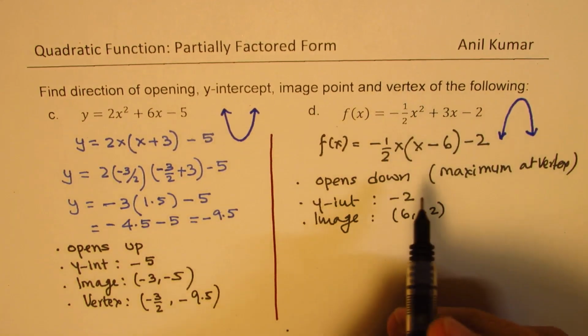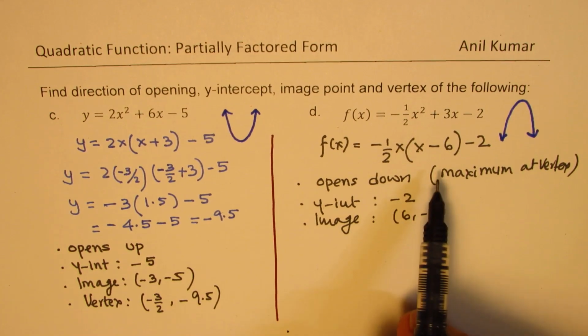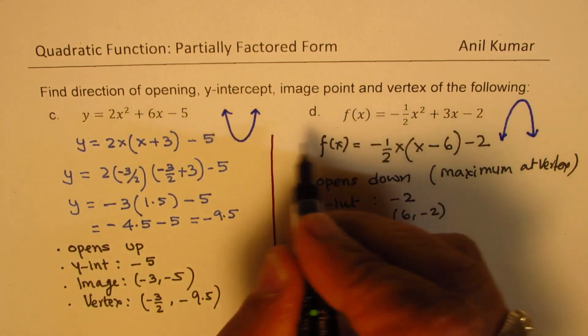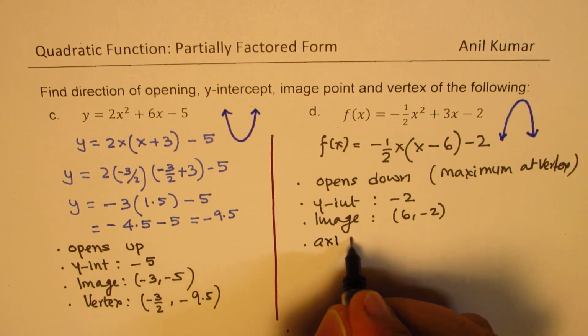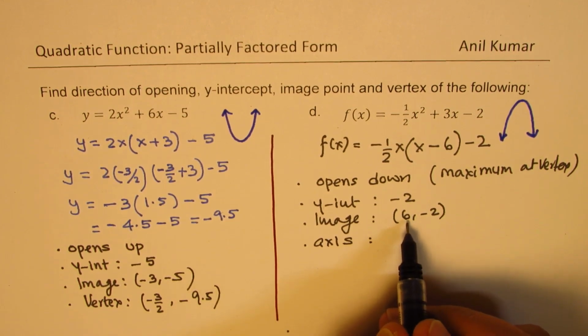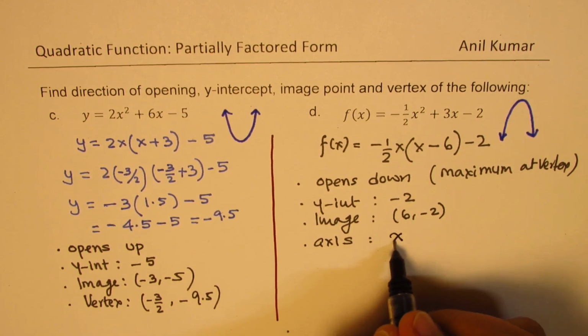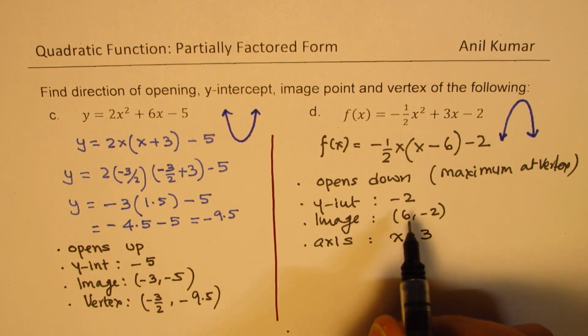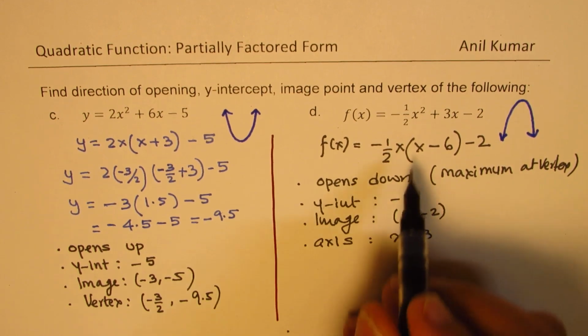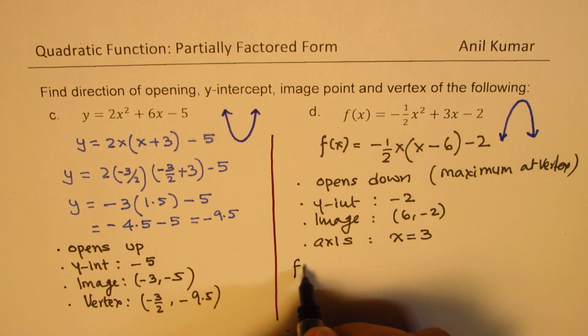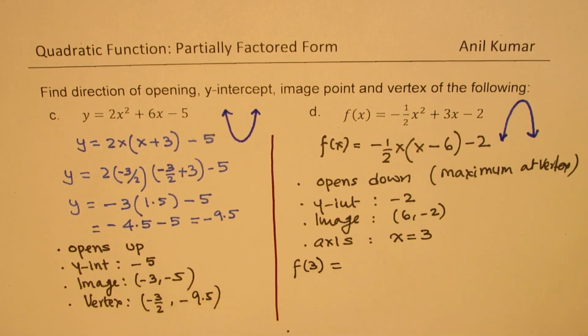Then we have the vertex. For the vertex, I have to substitute the axis. So basically, I'll first find the axis of symmetry, right? So the axis will be half of this value, right? So the axis will be x equals 3. So half of this value. Now I have to substitute 3 here. So I have to find the value of the function at 3, right? I'm doing it in different ways so that you can choose the way you like.